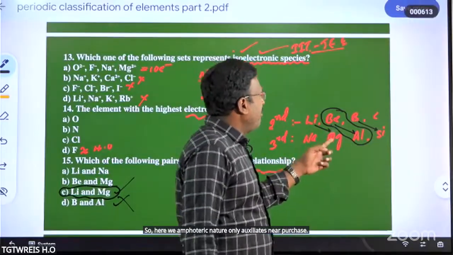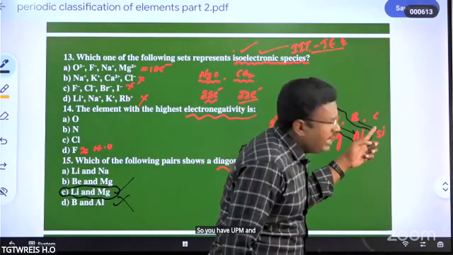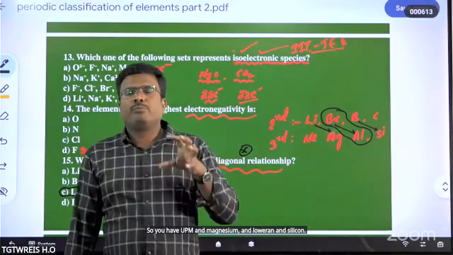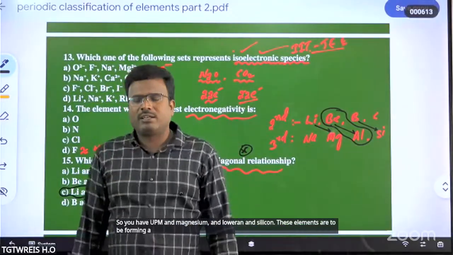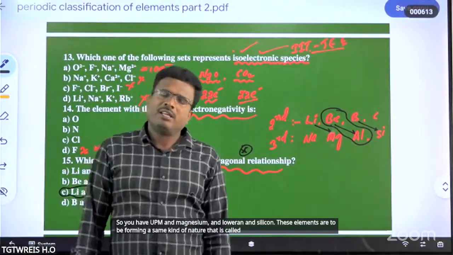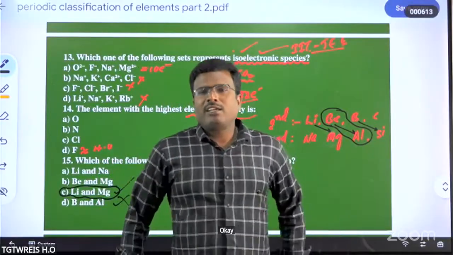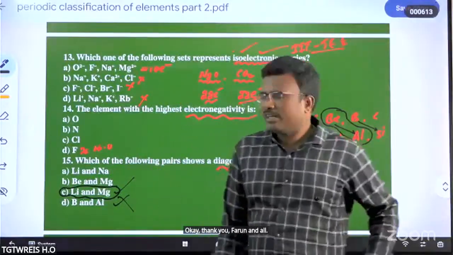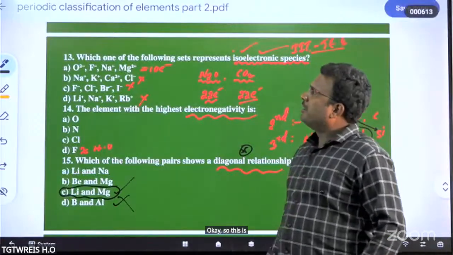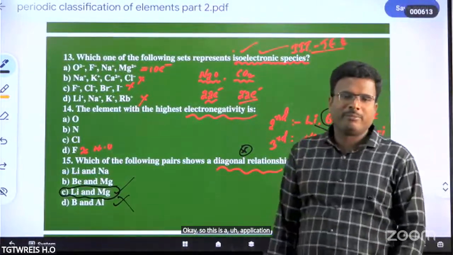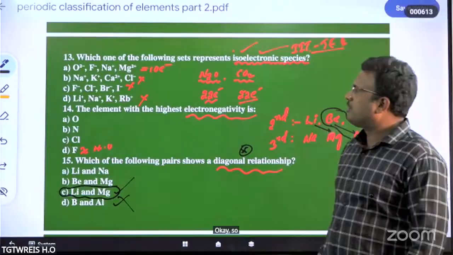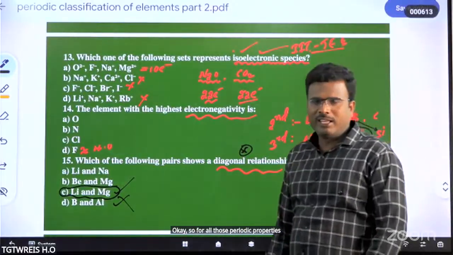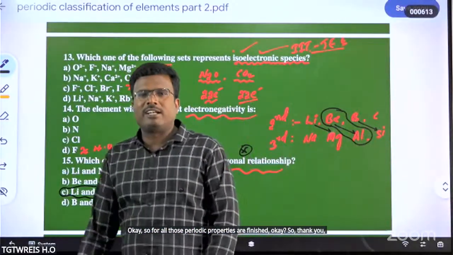Here lithium and magnesium, and boron and silicon, these elements form the same kind of nature, which is called the diagonal relationship. Okay, thank you one and all. So this is the classification of the periodic table. All those periodic properties are finished. Thank you one and all. Any doubts, friends?